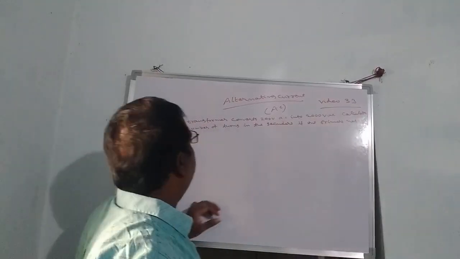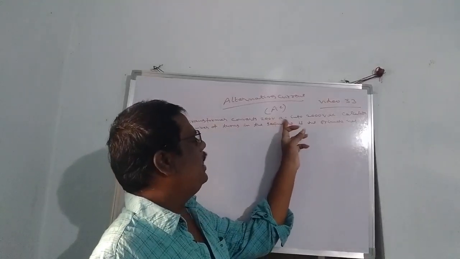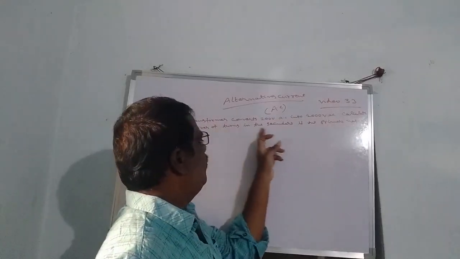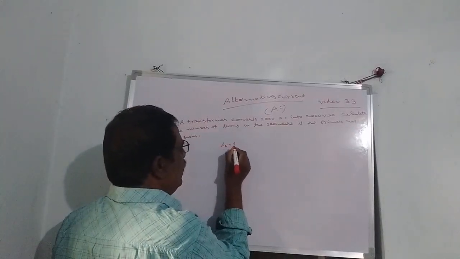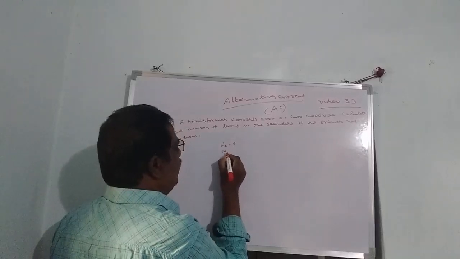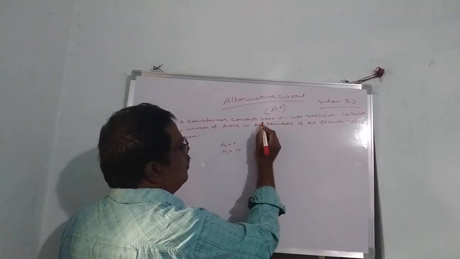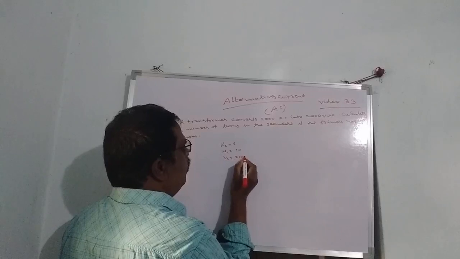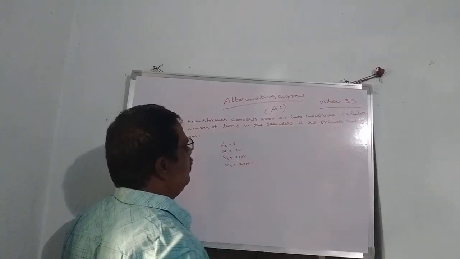So read the problem carefully. A transformer converts 200 volt AC into 2000 volts AC. Calculate the number of turns in the secondary. That means we have to calculate the number of turns in the secondary, N2. The primary has 10 turns, so N1 is equal to 10. The transformer converts 200 volt AC into 2000 volts, so V1 is equal to 200 volt and V2 is equal to 2000 volt.